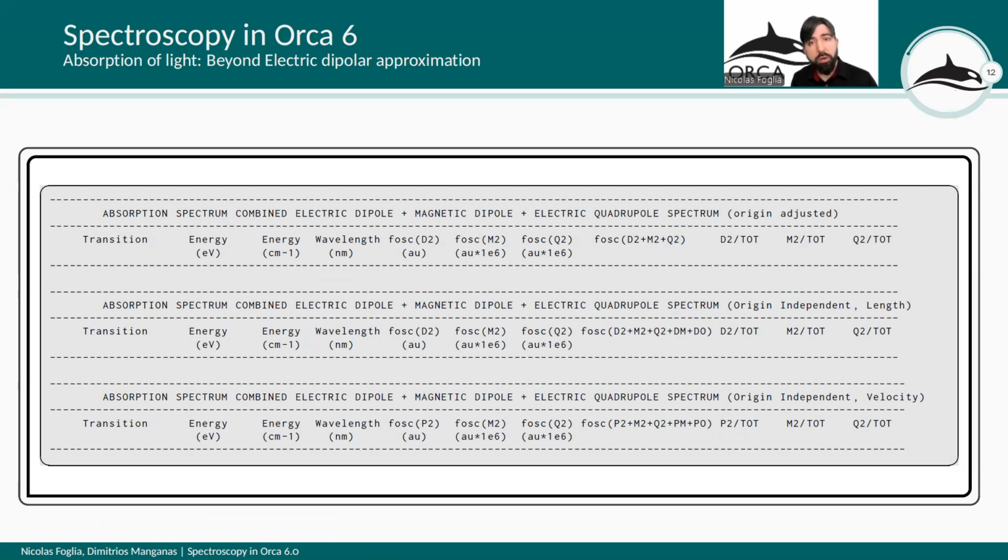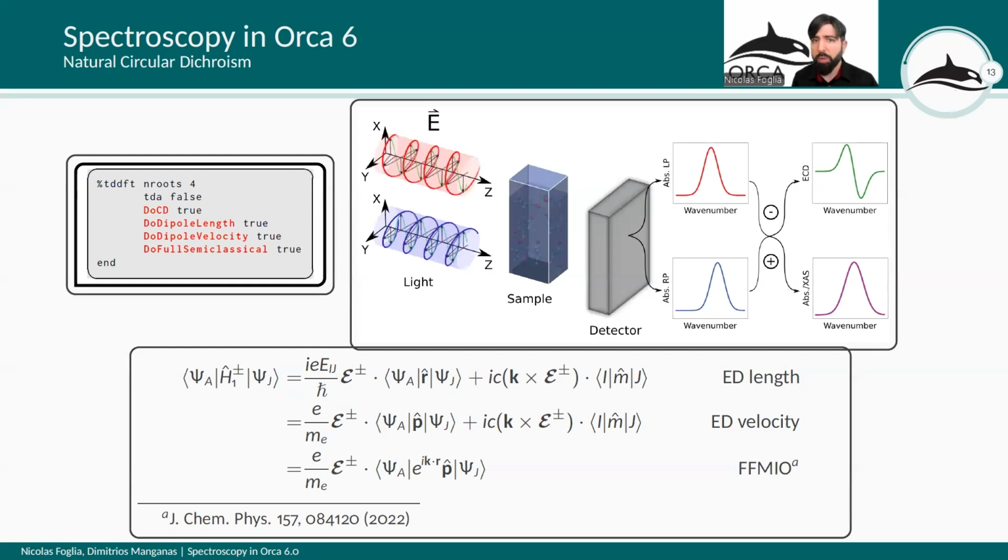As mentioned earlier, circular dichroisms are closely related to the absorption and may be requested just by including the do-CD keyword. In this case, the do-dipole length and do-dipole velocity keywords control the representation of the electric dipole moments in both length and velocity formulation. And in ORCA 6, we included a new feature to use the full semi-classical interaction to compute circular dichroism. The results in those cases are presented in similar tables as the absorption case.